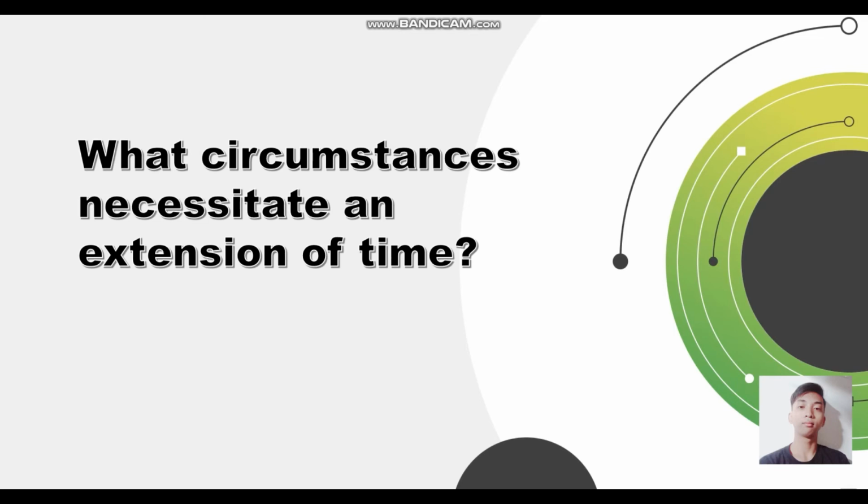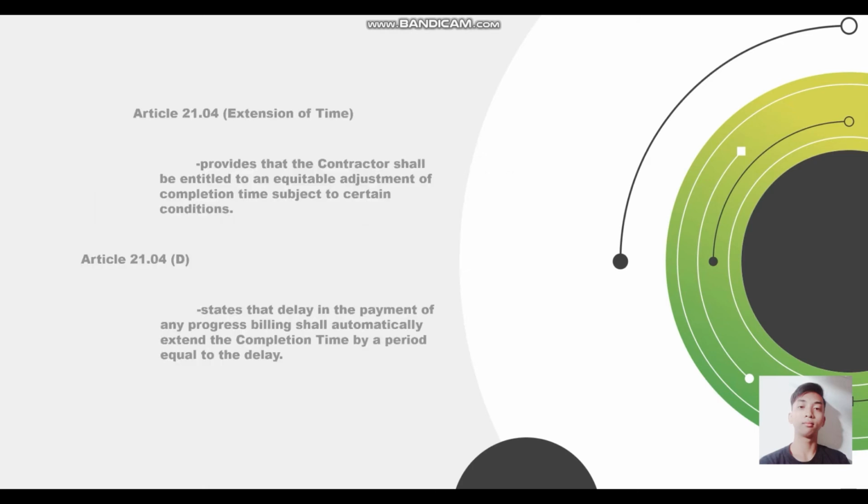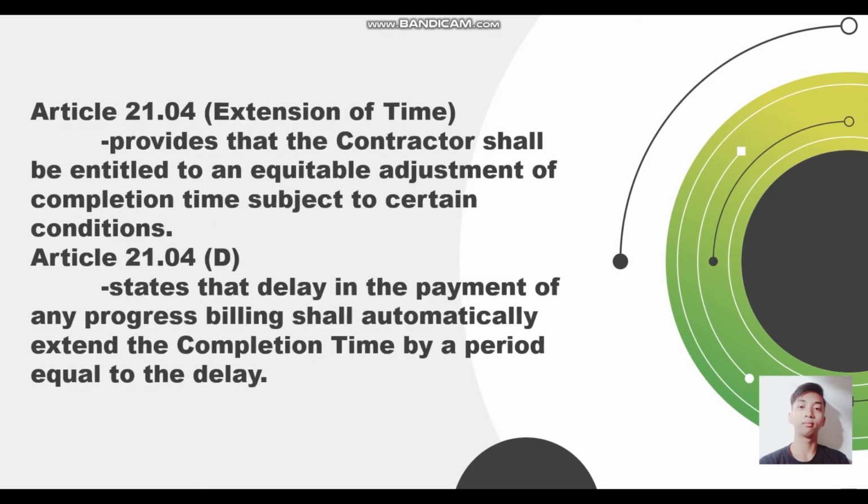What circumstances necessitate an extension of time? According to Article 21.04, or the extension of time, the contractor shall be entitled to an equitable adjustment of the completion time subject to certain conditions, and it also states that delay in the payment of any progress billing shall automatically extend the completion time by a period equal to the delay.